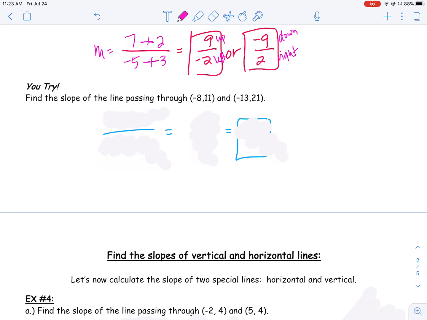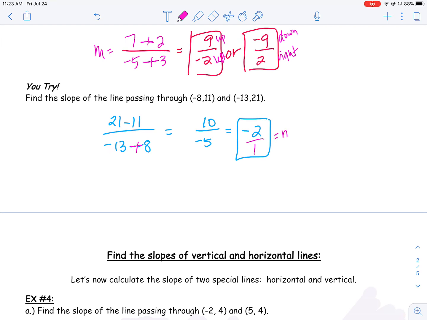All right, I'm going to find the change in y's. I have my y2 minus y1, so that's 21 minus 11, over my change in x's. That's my -13 minus -8, making sure you do it consistently. All right. On the top, I have a 10. On the bottom, I have a -5. So I can say that my slope is 10 over -5. Or I can reduce, which we always want to, and really say that my slope is -2. Or I can really say -2 over 1, can't I? That means my rise is -2 and my run is 1.